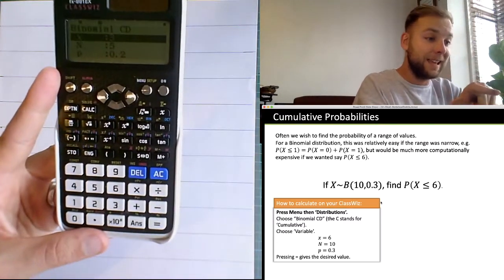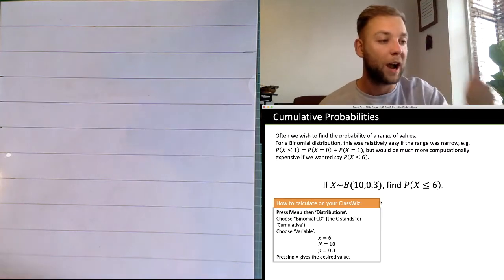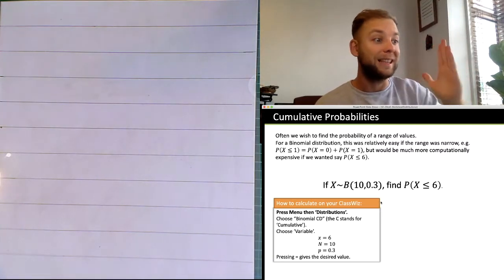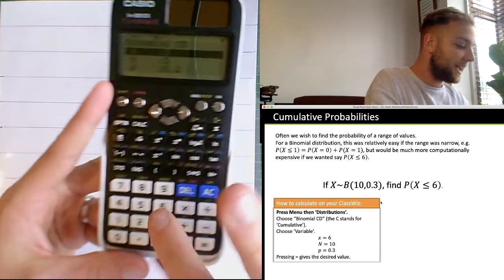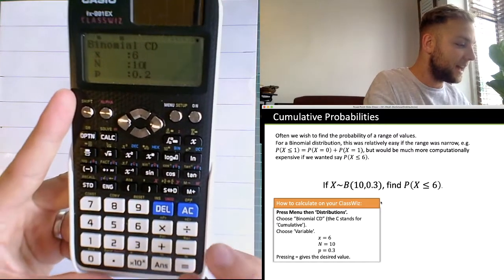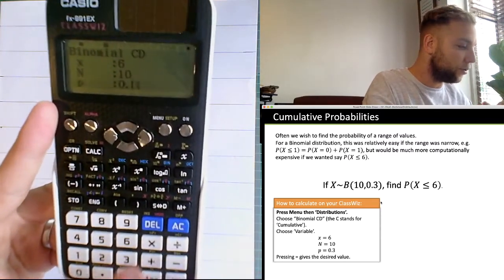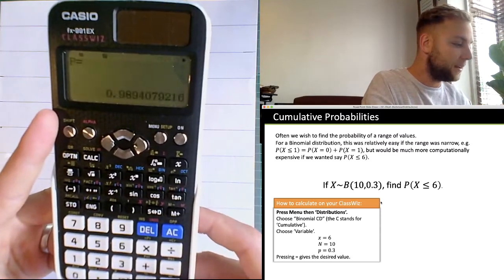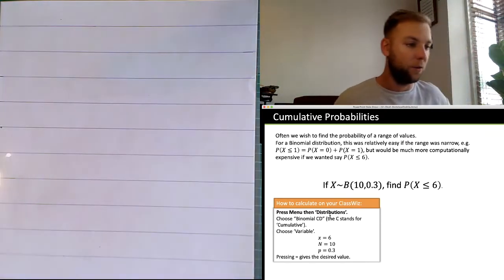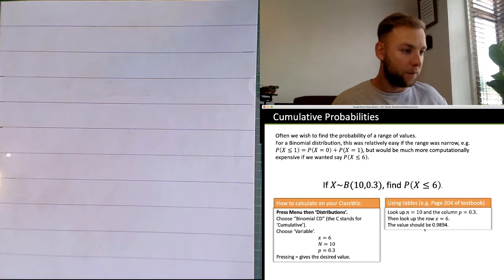In this case here, we know that the number of trials is 10, the fixed probability is 0.3, and we want everything which is less than or equal to 6. So in this case, x would be equal to 6. The number of trials in this case is 10, and my probability is equal to 0.3. So I'll pop that in, press equals, and for this one I get 0.9894. There we go, we've got that. Brilliant. So we can do it on the calculator.